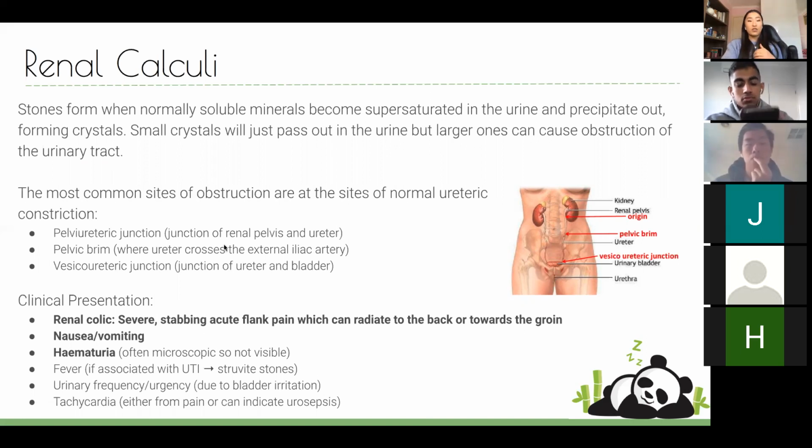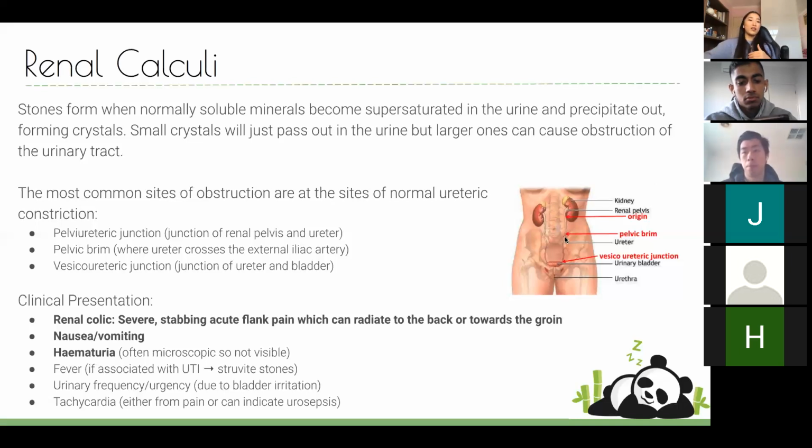And the presentation is really the most important thing you have to know. So you get renal colic, which is a severe stabbing acute flank pain, which can radiate to the back or towards the groin. So the site of the pain will actually depend on where it's lodged, roughly. But the idea is that it is a very, very severe, sharp pain. And they'll usually be writhing in pain. It's so uncomfortable. If it is lodging up higher here, that's when you get more of the back flank pain. If it lodges lower down here, that's when you get more of the groin pain.